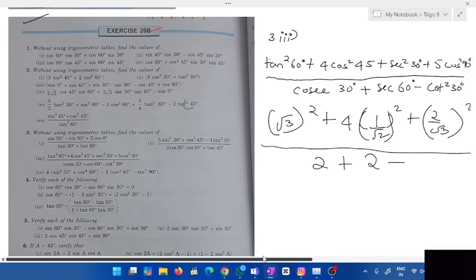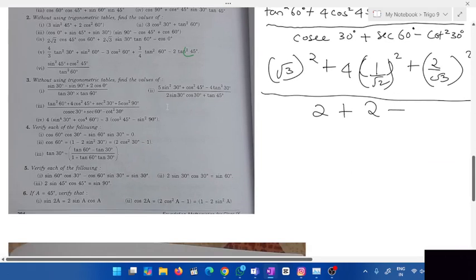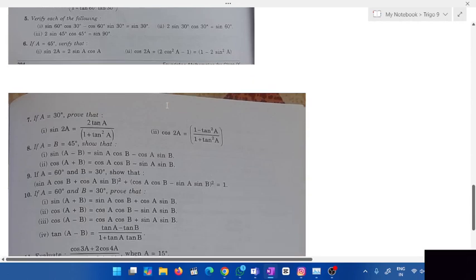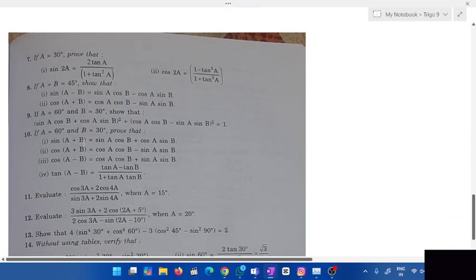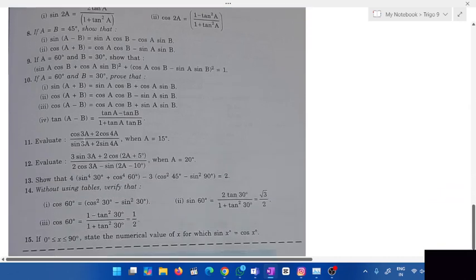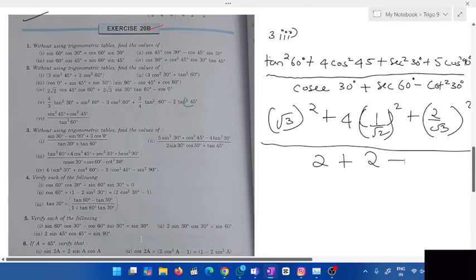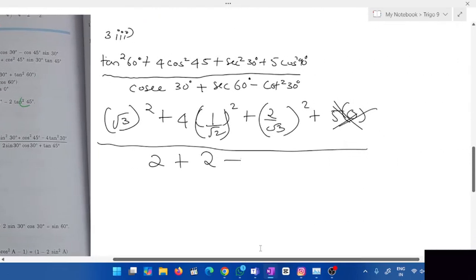Okay. See, most of these exercise questions, just check all the questions. Aren't they the same? You have to just put the values, right? This entire main is only values. You have to substitute the values. How much is cot 30 degrees? Cot 30 is tan 60. Is it root 3? Yes, sir. Root 3 the whole square. That's it.